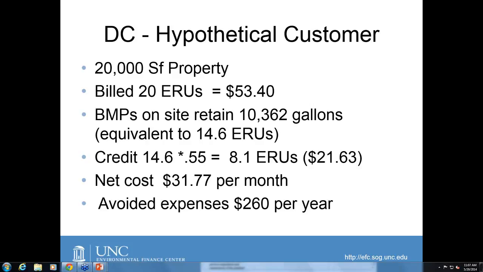So the math is fairly basic. Multiply 14.6 by 55% and you get 8.1 ERUs. That is a $21.63 credit every month. The net cost then drops from $53 down to $31. So again, significant in terms of the percentage of what people are paying. But if you look at the absolute magnitude of this credit, $260 a year, you do have to ask, how much can you spend for $260 a year worth of savings?